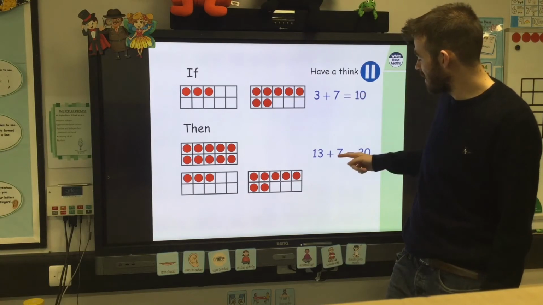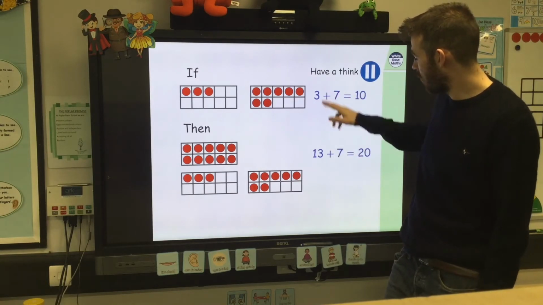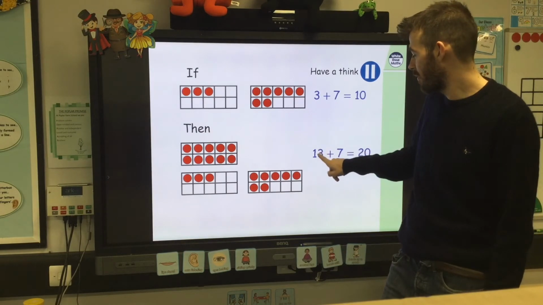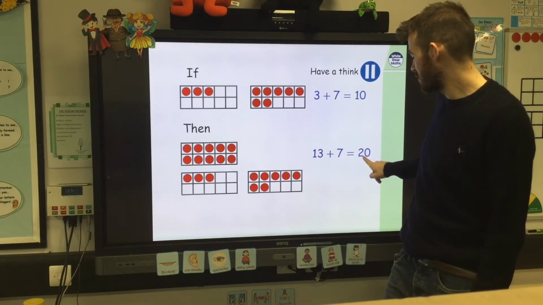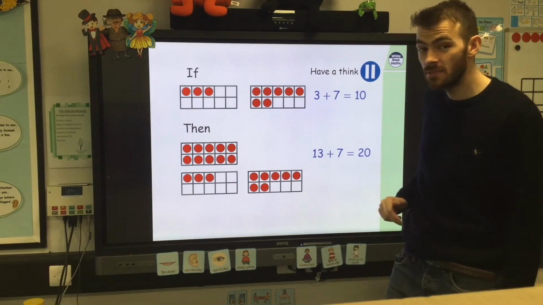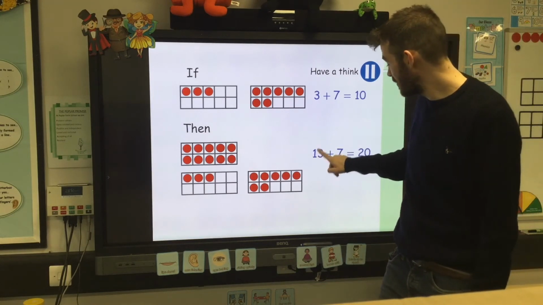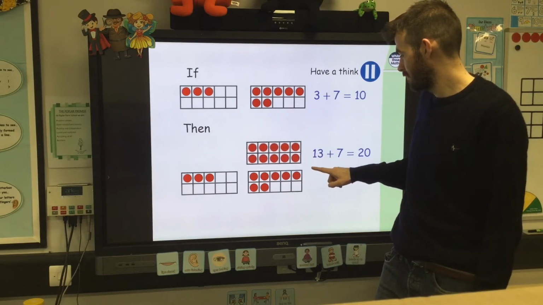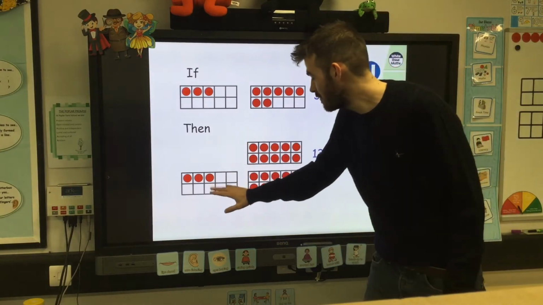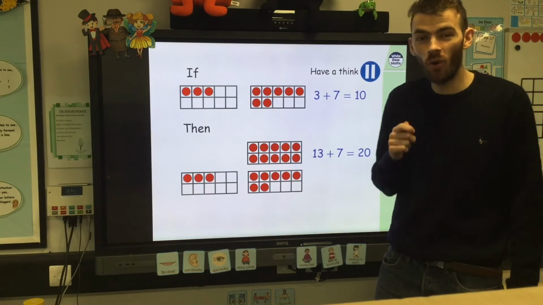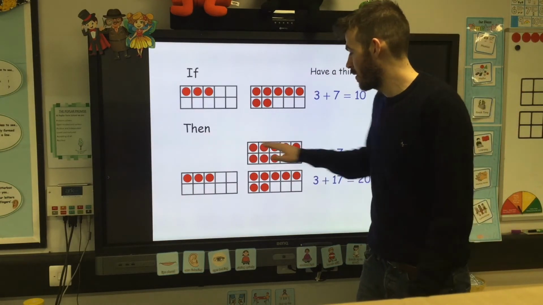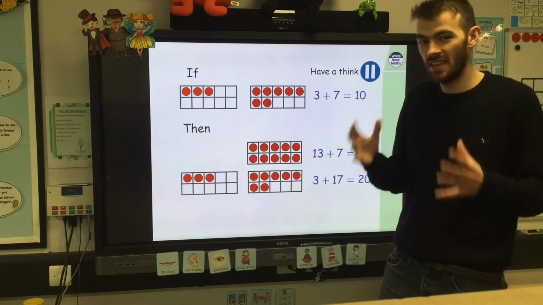Hopefully you can see the pattern. Our ones are the same and we're adding an extra 10. We've got 13 add 7 equals 20. Our answer is increased by 10. Now we could move this 10 over to the 7 ones. And we could have 3 add 17, that would also equal 20. It doesn't matter which we add first, we get the same total.